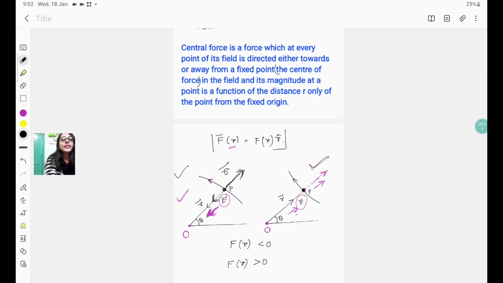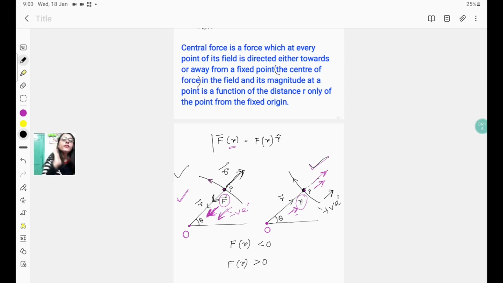That's why the direction vector is always r cap. It may be plus, it may be minus depending on the direction. If the direction is towards O, it is a negative sign because it is acting towards a fixed point. And if the force is along this direction, that is away from a fixed point, this force should be positive in nature. So depending on whether the force is negative or positive, it is called attractive or repulsive.